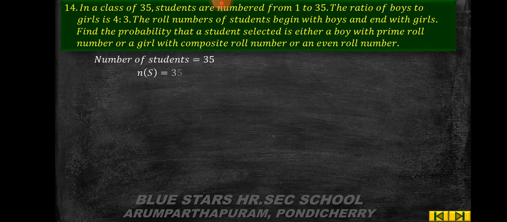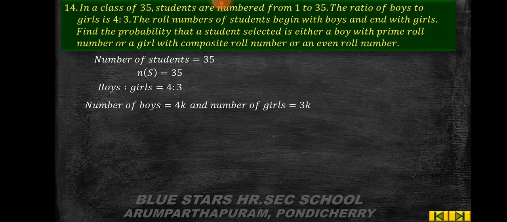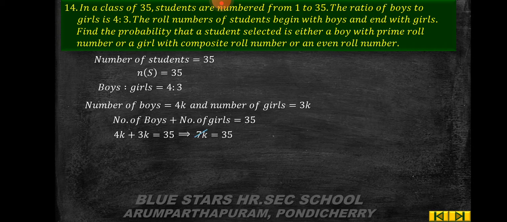So the number of students, that is n of S, is equal to 35. Boys is to girls is 4 is to 3. So the number of boys is equal to 4k and the number of girls is equal to 3k. Number of boys plus number of girls is equal to 35. 4k plus 3k is equal to 35. 7k is equal to 35. So the value of k is equal to 5.